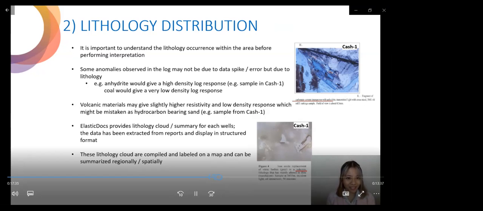Now, in ElasticDocs, there's a feature called Lithology Cloud, which is basically a summary of lithology extracted from the reports of each well and provides you an overview of the distribution of phases in the well. You can pick several wells, extract the lithology cloud from each well, and compile them. From there, we try to analyze and come up with an observation summary.